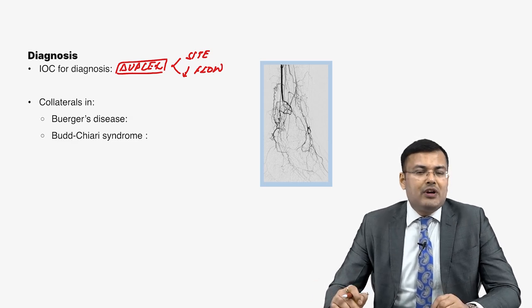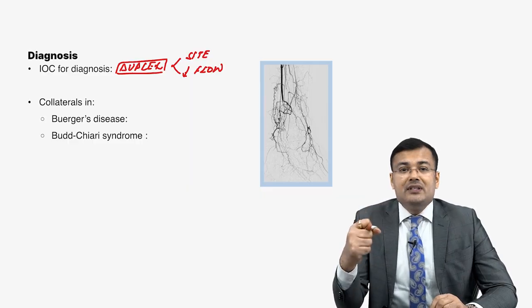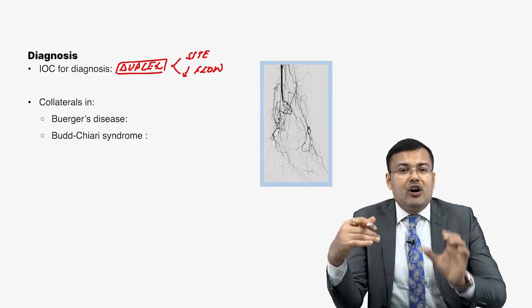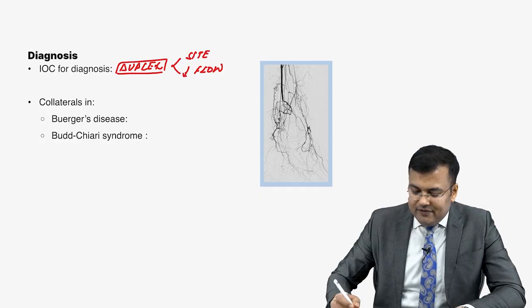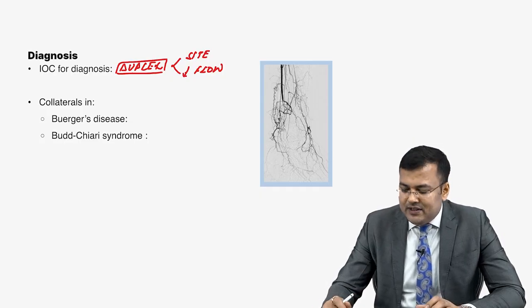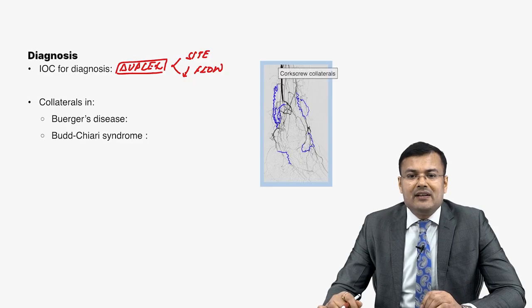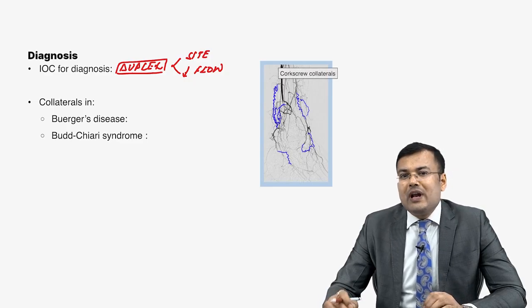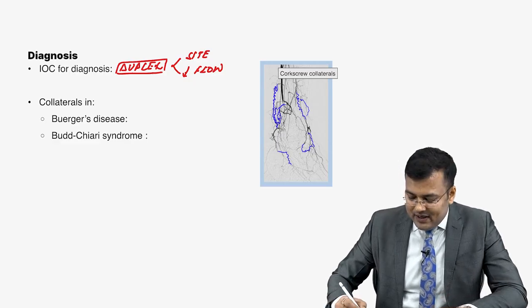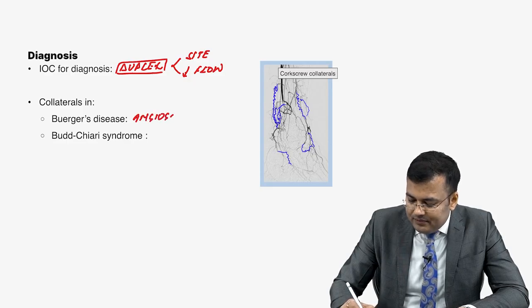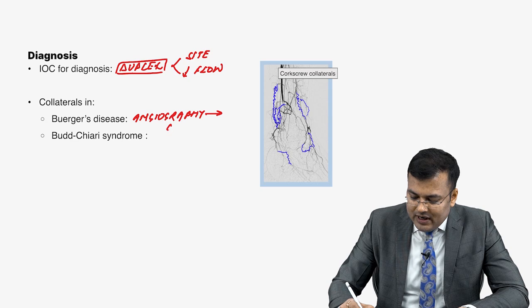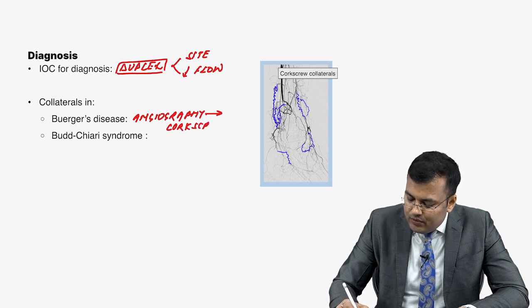Suppose we are going for angiography. Whenever patients have Buerger disease, since it's a chronic process, occlusion occurs over a long period of time, so there is formation of collaterals. If you perform angiography in Buerger disease, you can notice this kind of collaterals: corkscrew collaterals. This was asked in one of the latest exams. So Buerger disease on angiography shows corkscrew collaterals.